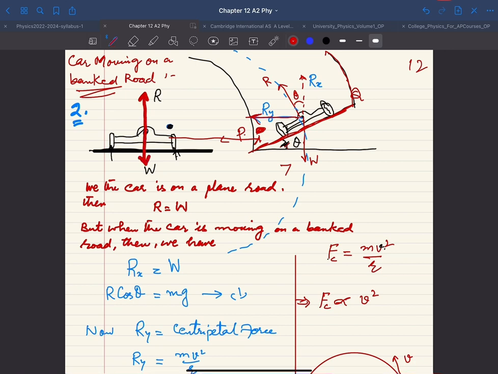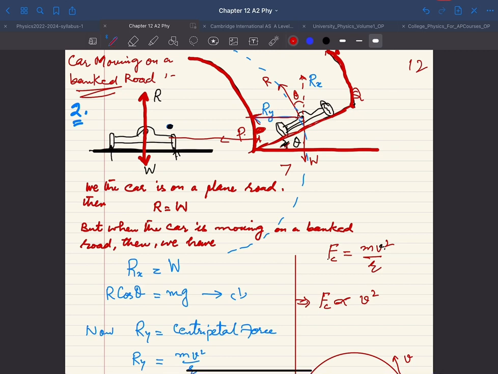But if the same car is moving on a banked road, here we have something like this, this is the banked road, and we want to take a turn. Here you can see that this is the angle, the banked road is making an angle theta, then what will be the situation? The situation is that we are dealing with a new example, a new situation.